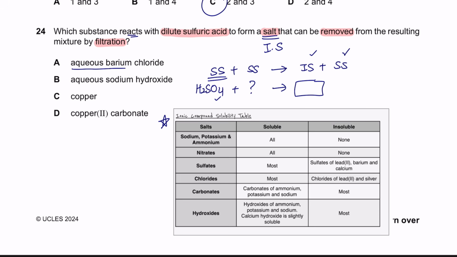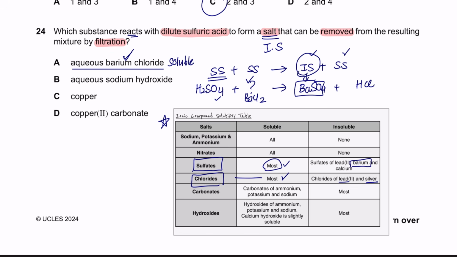So we've got aqueous barium chloride as our first option. Let's see if barium chloride is a soluble salt. It says that most chlorides are soluble except lead and silver. This is barium chloride, so yes, it is a soluble salt which can be reacted with sulfuric acid, so this will form barium sulfate and hydrochloric acid. Now barium sulfate has sulfates in it, and it tells us that most of the sulfates are soluble except the sulfates which contain barium. So there you go, barium sulfate is indeed an insoluble salt that can be removed from the resulting mixture by filtration.